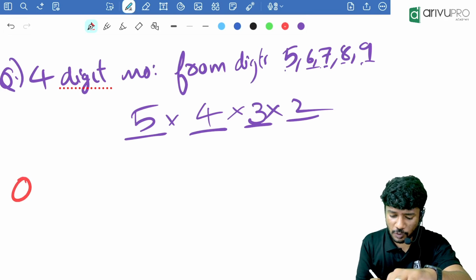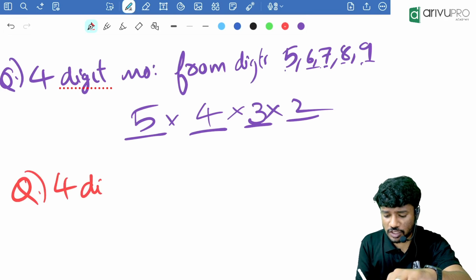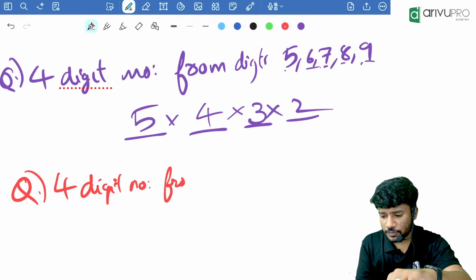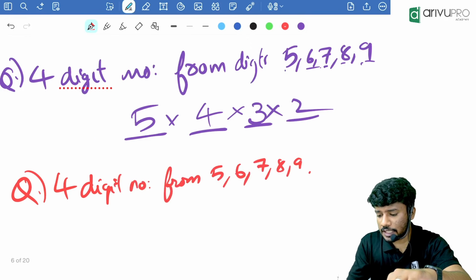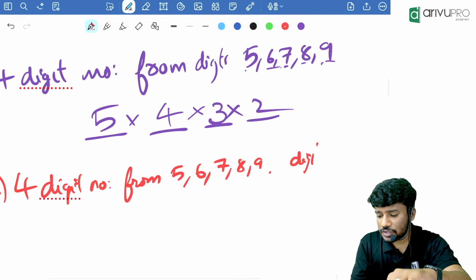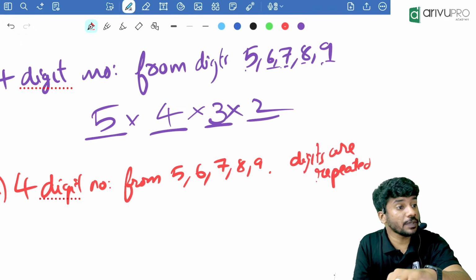Now, for the same question I am telling, a 4-digit number from 5, 6, 7, 8, 9, where digits are repeated. We are going to repeat the digits.